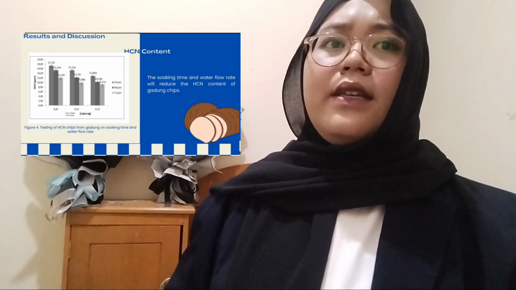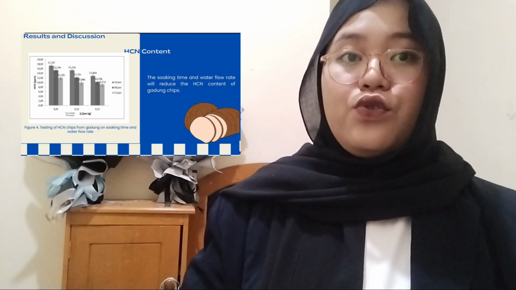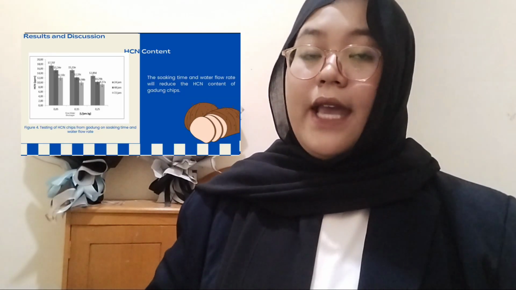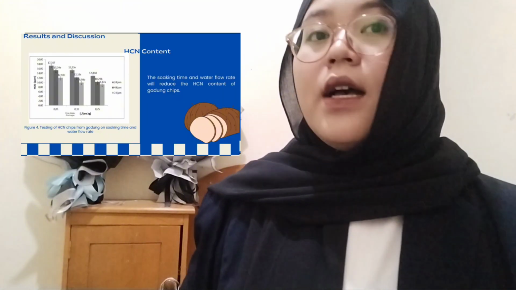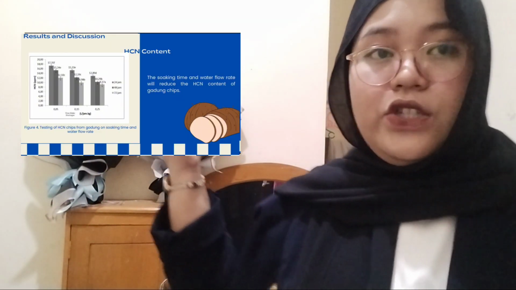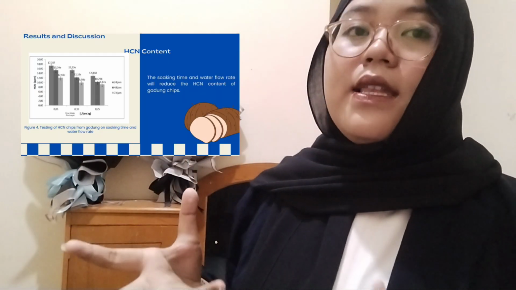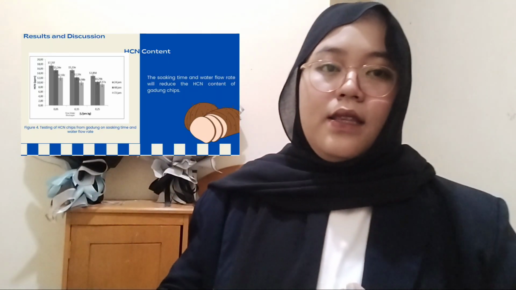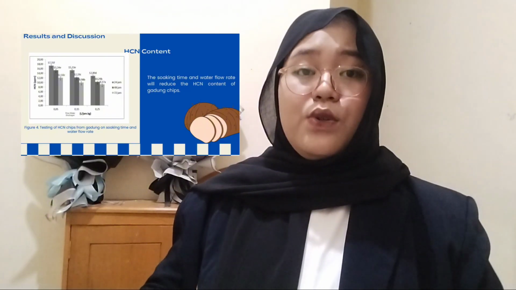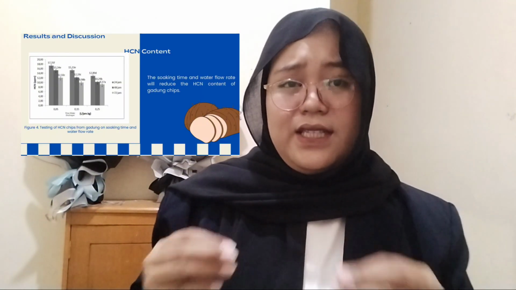Okay, the chemical property analyzed in gadung chips is the HCN content. We'll notice on this chart that increasing soaking time and water flow rates leads to a decrease in the HCN content.